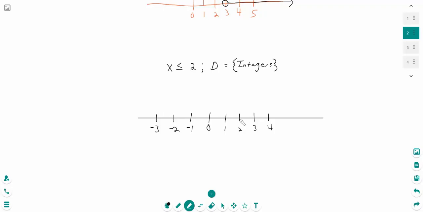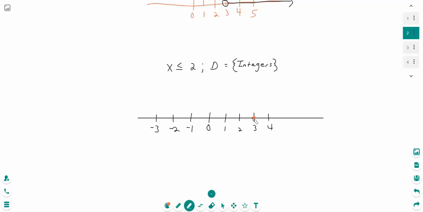But before I mark that solid circle, I need to ask myself, is this 2 in the domain? Yes, it satisfies the inequality, but is 2 in the domain? And the domain is integers. In other words, whole numbers. So 2 is a whole number. So 2 would be in the domain. So therefore, it's a solution.